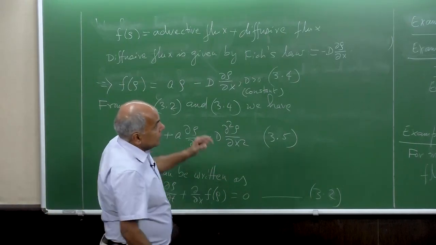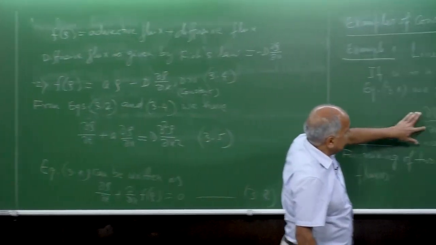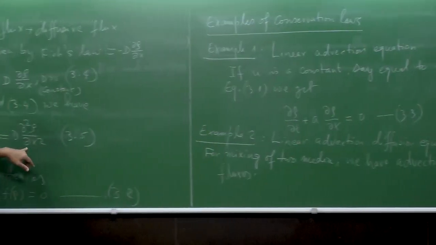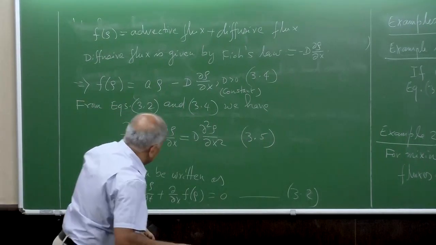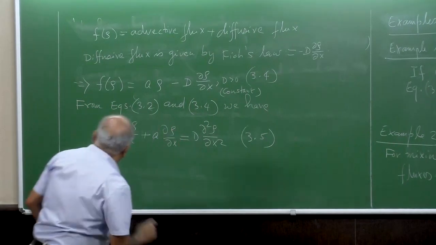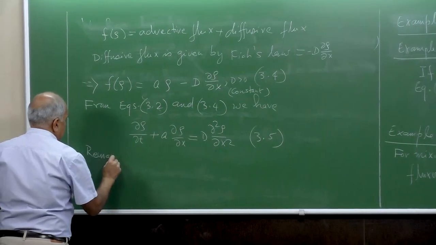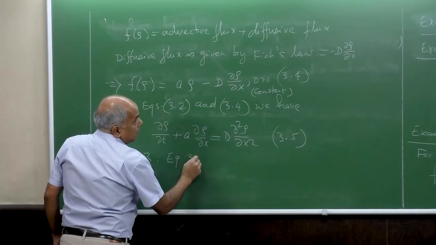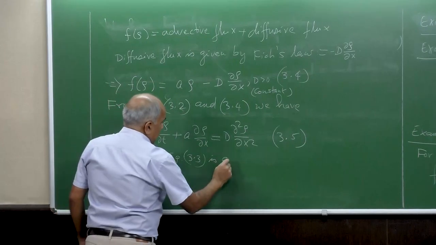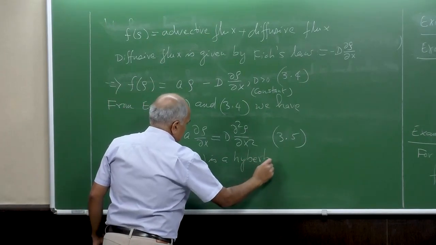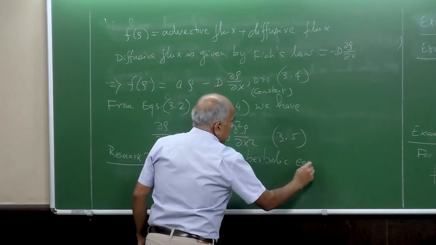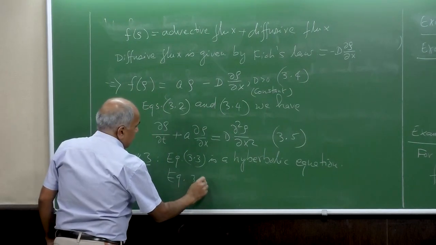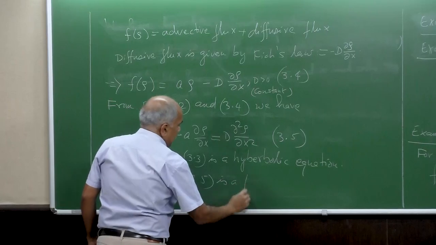So equation 3.3 is a hyperbolic equation, and this equation 3.5 is like a parabolic equation. So let me write the note, remark 3. Equation 3.3 is a hyperbolic equation, and equation 3.5 is a parabolic equation.